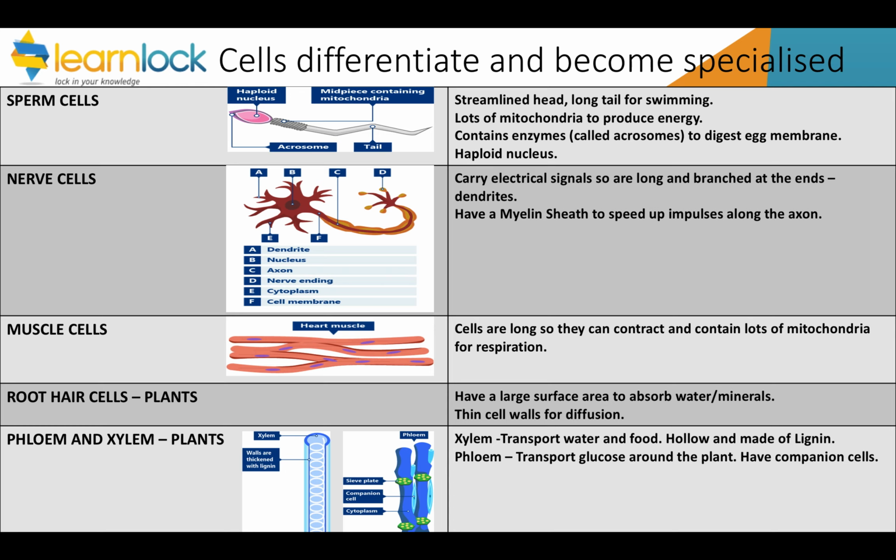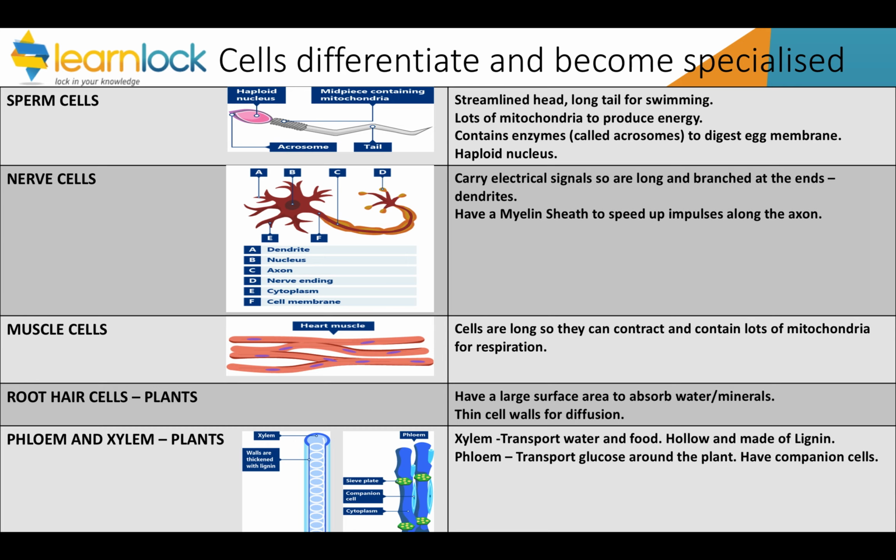Root hair cells, they have a large surface area to absorb water in plants, and they have thin walls, so the cell wall is thin to allow for diffusion. We'll look back at root hair cells later on in another topic, but it's important to note that we're referring to plants. And the same with phloem and xylem, that's also in plants.